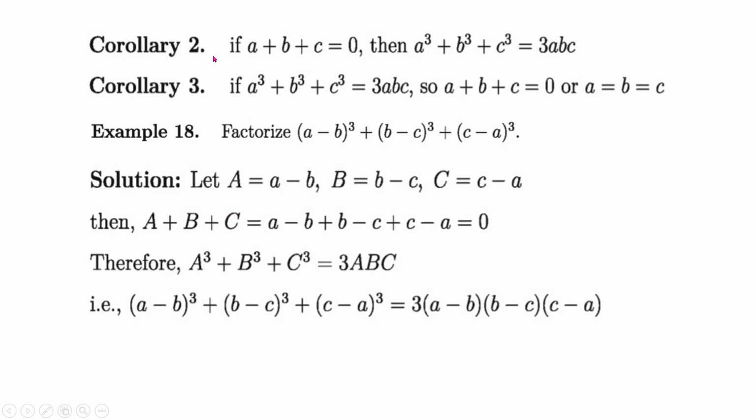Then applying corollary 2, we can say that A cube plus B cube plus C cube is equal to thrice ABC. Okay, and putting the value of capital A, capital B, and capital C, we get the factorized form of example 18. Clear? I hope it is.